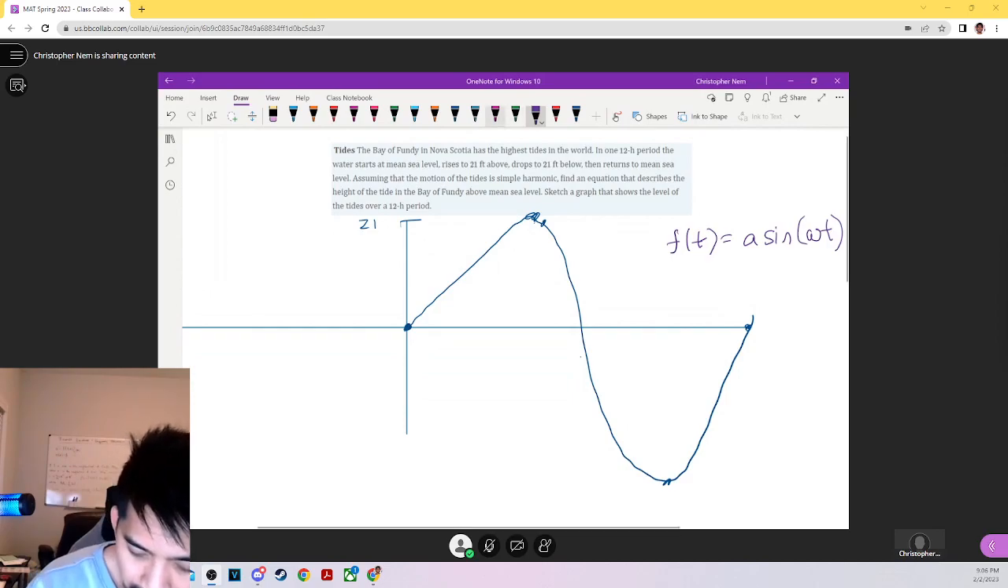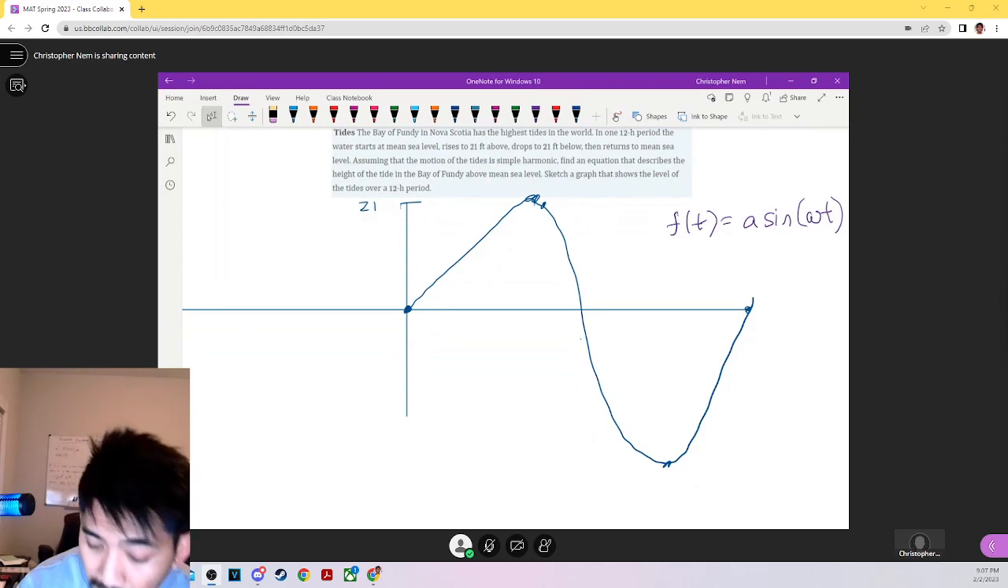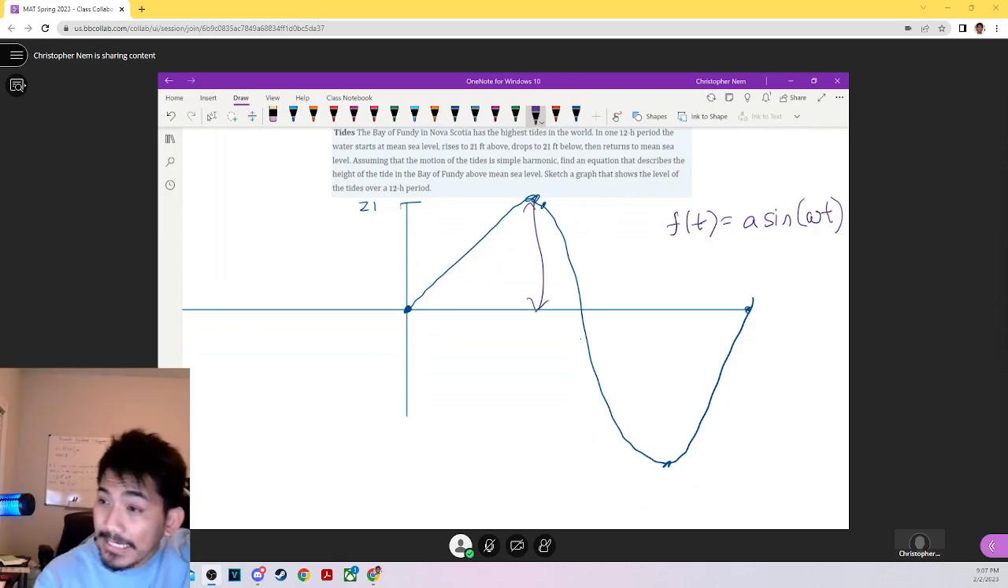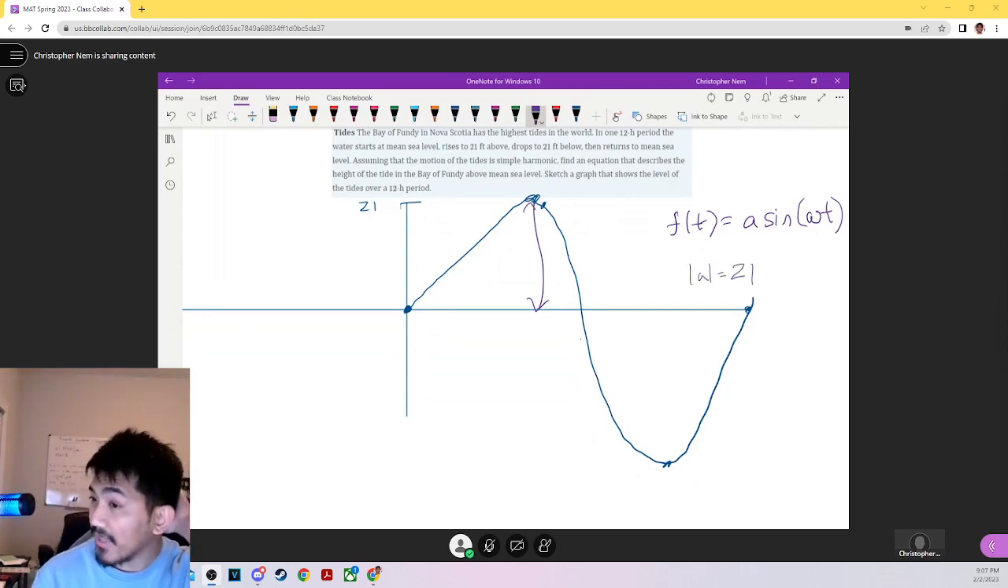So, we know it's 21 feet right here. Now, we need to solve for all of them. Well, we can solve for amplitude right now, actually. Given our graph sketch, our amplitude is from here to here, the distance from the middle to the very top. Well, that's kind of clear now. The absolute value of the amplitude is equal to 21. Boom. Great. We got that.